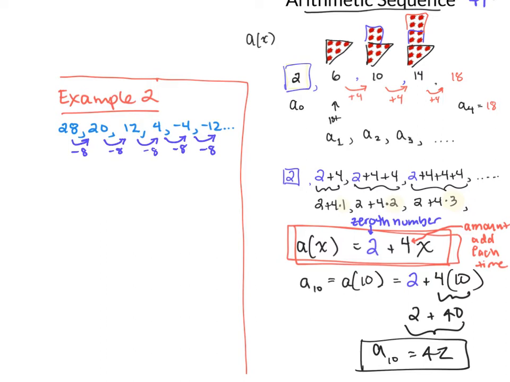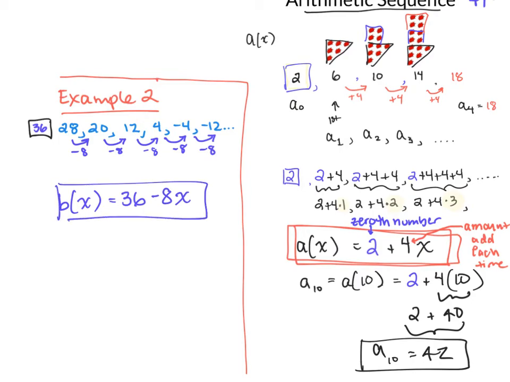So just like before, I need to find my 0th number. So I need this guy right here, which I'm going to get by taking this backwards, right? Just like here it was +4, so we subtracted 4. So here it's -8, so we're going to add 8, and we would get that our 0th number is going to be 36. And then we can literally just follow this pattern, and this time I'll call it b of x because it's our second formula. We can say that this is 36, and instead of +4, we're just going to say -8x. So that's the second example for arithmetic sequences.